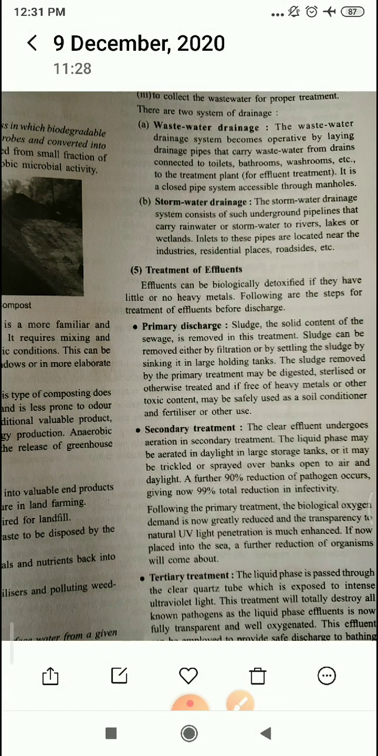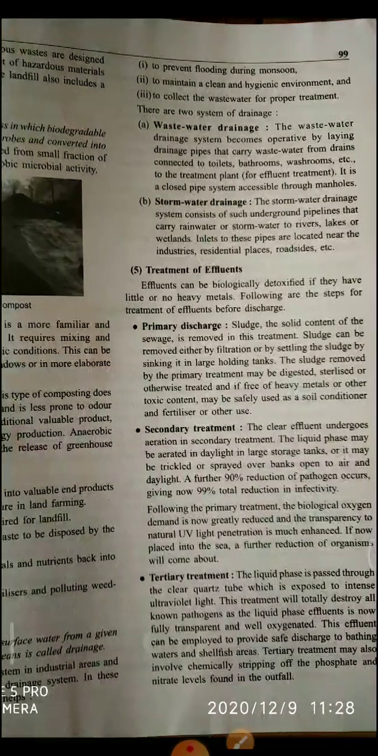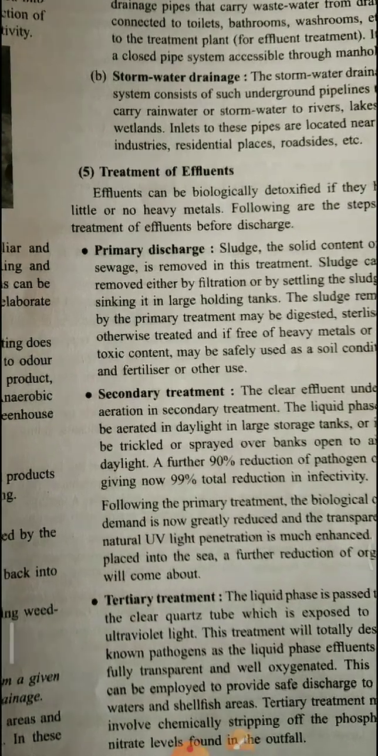Third, tertiary treatment. The liquid phase passes through a clear quartz tube and is exposed to intense ultraviolet light. The treatment will totally destroy all known pathogens. The liquid phase effluent is now fully transparent and well oxygenated. The effluent can be employed to provide safe discharge to bathing water and surface areas. Tertiary treatment may also involve chemical stripping of the phosphate and nitrate levels at the outfall.